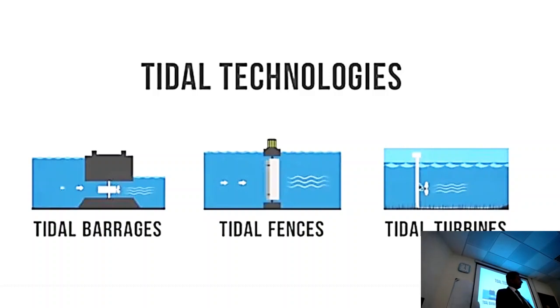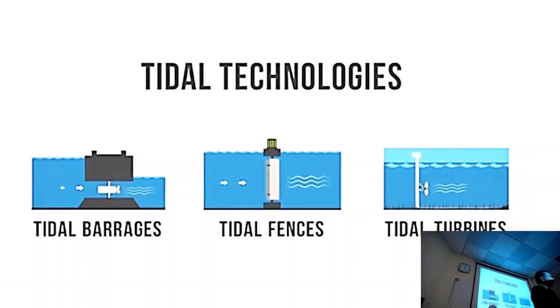That fence directs the water from... Sorry. And then there is a turbine. Yeah, in the fence there is the turbine. Yes, the fence is directing the water inside. It goes underneath. Then there is a turbine. And also you can have just a turbine without a fence.